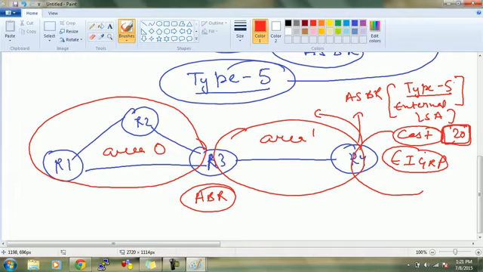And all of you know when there will be a need of type 4. Type 4 की जरूरत कब पड़ेगी ये भी सबको पता है. जिस एरिया में ASBR होगा उस एरिया में टाइप 4 की जरूरत नहीं पड़ेगी. This thing is clear?